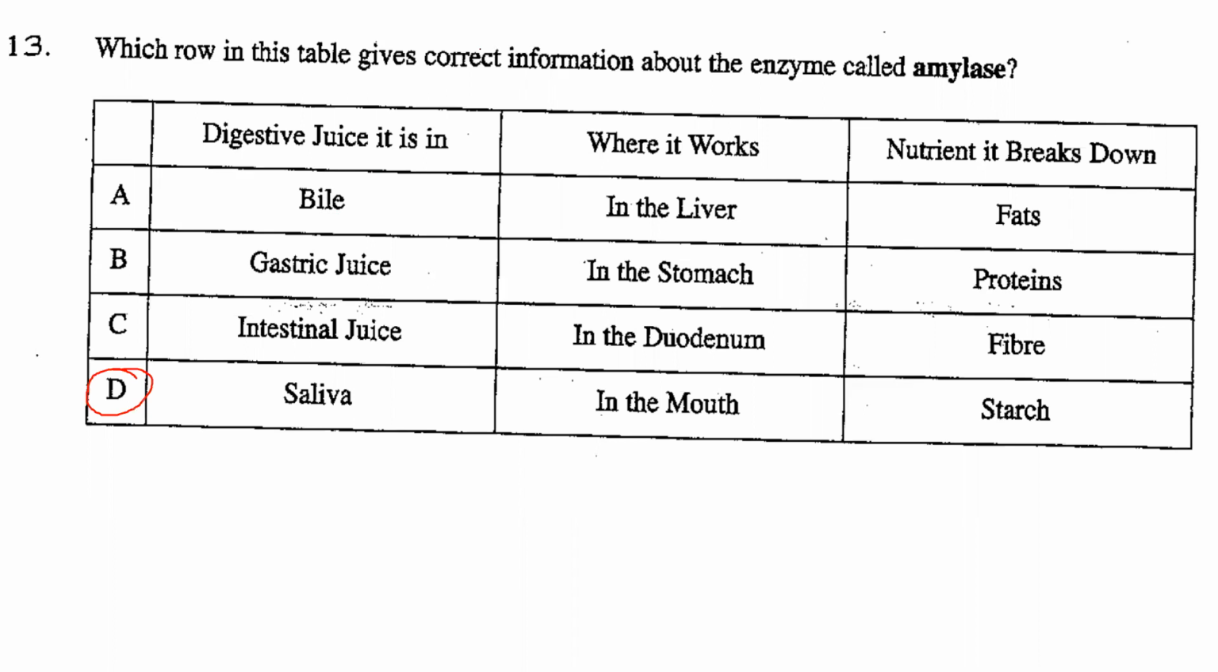Saliva in the mouth. And it helps with starch. So amylase is an enzyme that is found in saliva. It works in the mouth, and it helps to digest the nutrient starch. So once again, amylase is an enzyme that's found in saliva. It's used to break down starch in the mouth. So that's what amylase is. Please write this down for me, please.